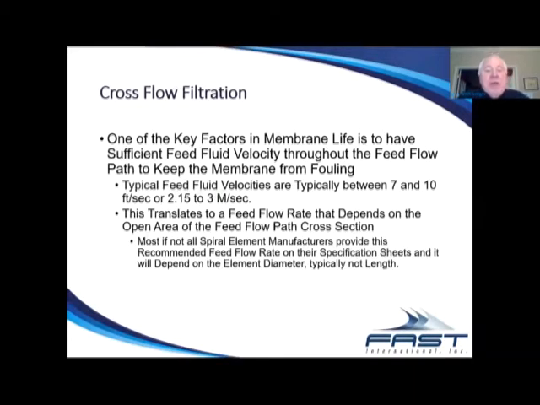Cross-flow filtration is a key factor in the life of the membrane. Without sufficient feed fluid velocity through the feed flow path, the membranes will foul. So we have to have a velocity going across the membrane, which typically we look at between 7 and 10 feet per second, or 2.15 to 3 meters per second. That's the velocity that needs to be going across the membranes to keep them from fouling.